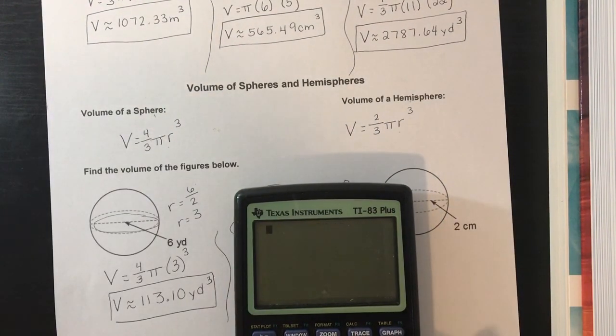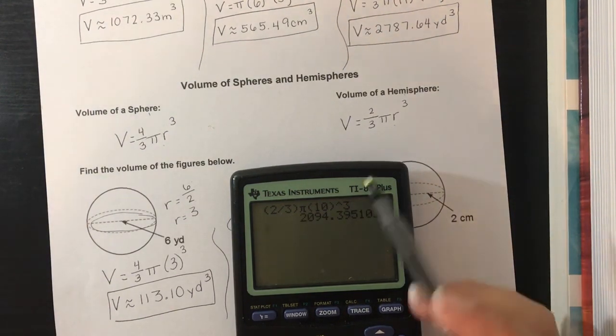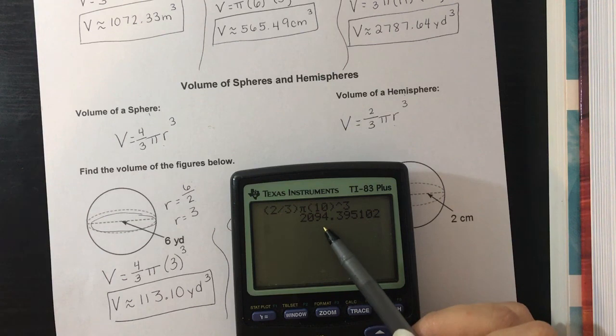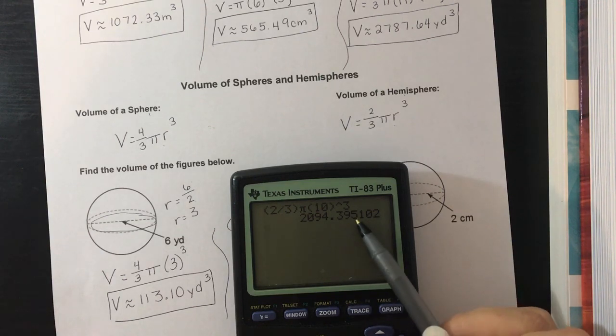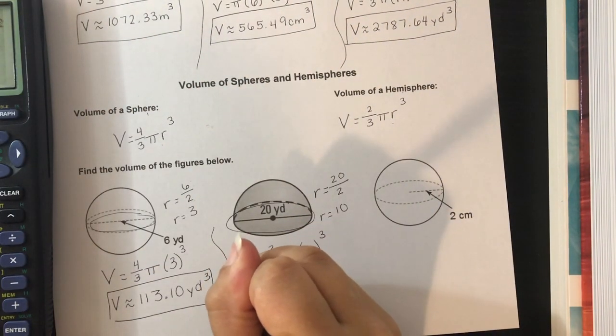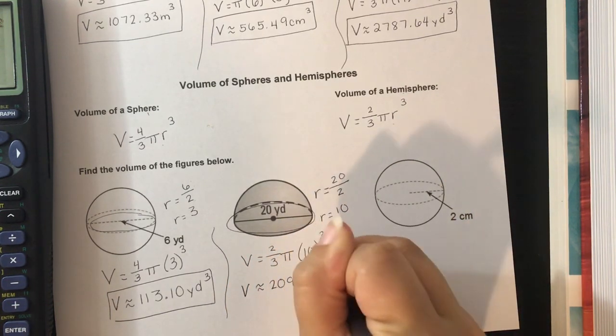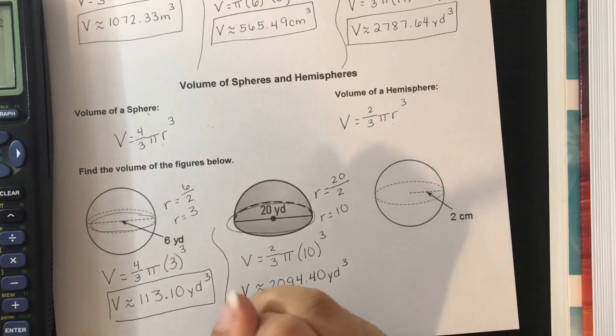So if we type that in, 2/3 times pi times 10 in parentheses, and then don't forget to put it to the 3rd power and hit enter. We're getting about 2094 point, and it'll be 40, because again 5 bumps 9 up to 0, which would bump 3 up to 4. So volume is about equal to 2094.40 yards cubed.